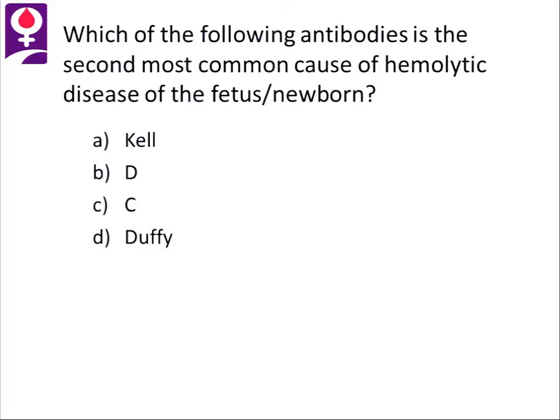So a couple of questions first, right up front, see if you can get some of these right. This is the first question. Which of the following antibodies is the second most leading cause of hemolytic disease of the fetus and newborn? A would be KEL, B would be D, C would be little c disease, and D would be Duffy. Sounds like Who Wants to Be a Millionaire on that one.